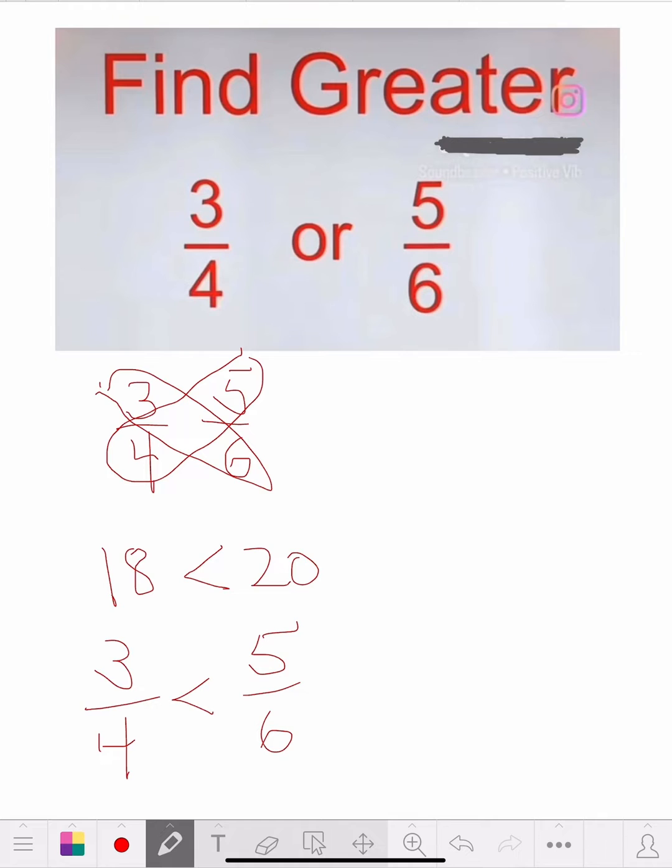You take the first number, you multiply it times the fourth number, and that'll be your first number on the left-hand side. And then you do the opposite with number 2 and number 3. The 4 times the 5, you got 20. And which is greater? The 20 is greater. So that means 3/4 is less than 5/6.